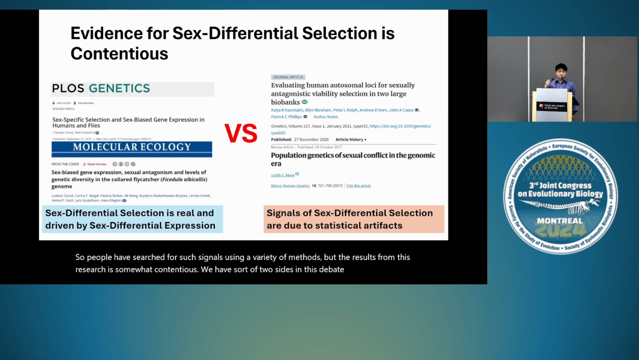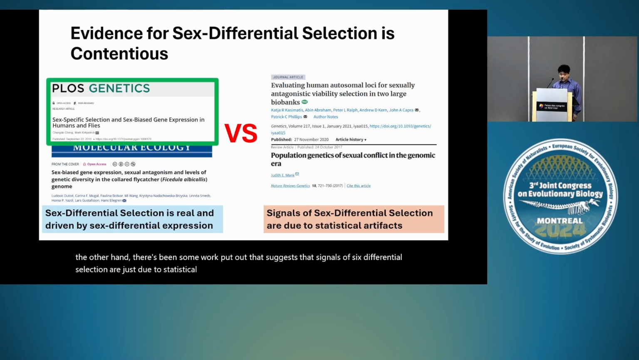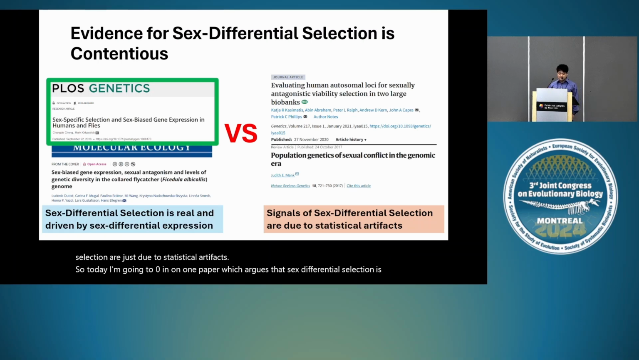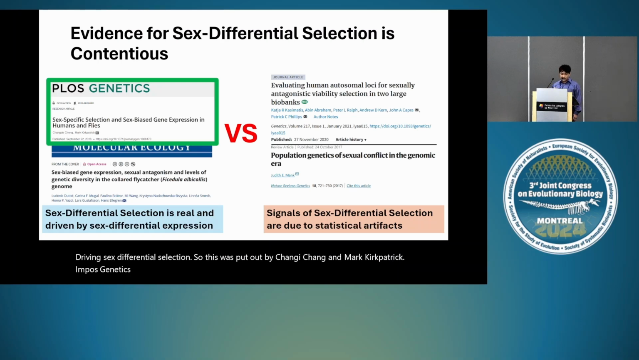On one hand, some research has shown evidence that sex differential selection is real, and specifically some papers have given evidence that sex differential expression drives sex differential selection. On the other hand, there's been some work put out that suggests that signals of sex differential selection are just due to statistical artifacts. So today I'm going to zero in on one paper, which argues that sex differential selection is real, and we can detect genome-wide signals of sex differences in expression driving sex differential selection. This was put out by Changde Cheng and Mark Kirkpatrick in PLOS Genetics in 2016, and these two are co-authors on the work I'm presenting here today as well.